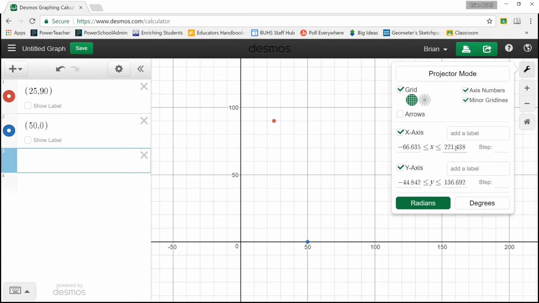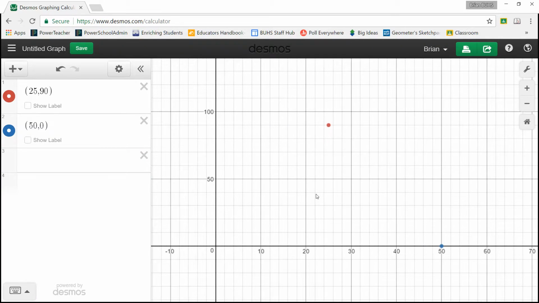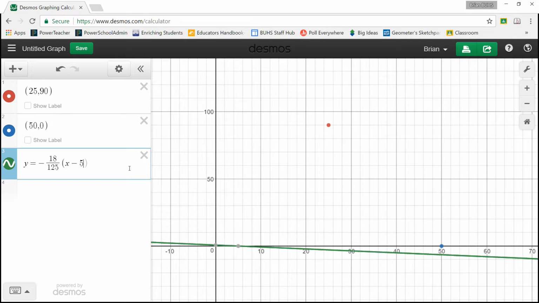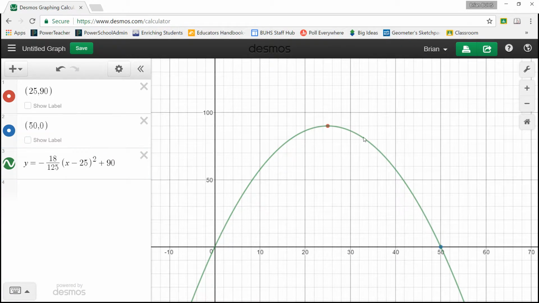Also, Desmos trick, if I click on the y and then mouse wheel, it'll zoom just the x-axis. So if I want to stretch my x-axis window like that, I can. And if I click on the x and zoom out with the mouse wheel, it'll change just the y scale. So the equation was y equals negative 18 125ths, x minus 25, all squared, plus 90. Bam! You sunk my battleship. Look at that, I hit both of those points perfectly.